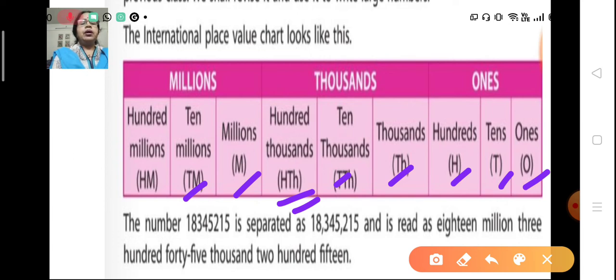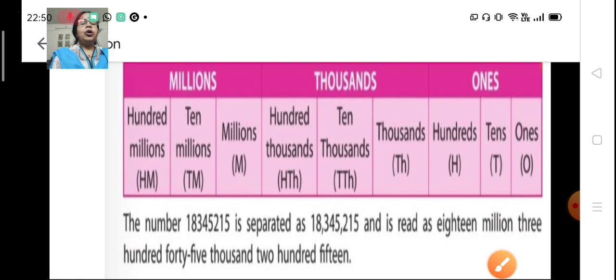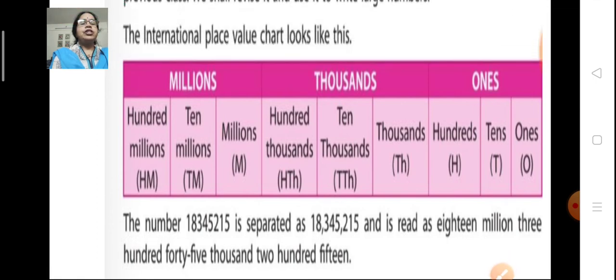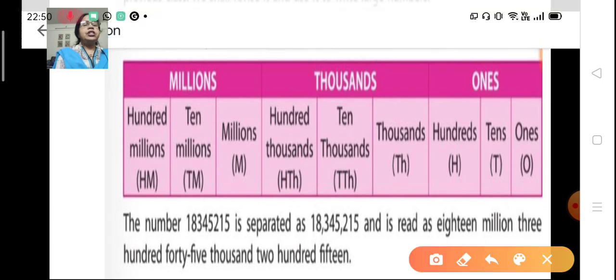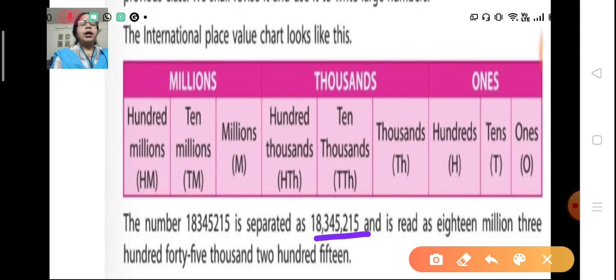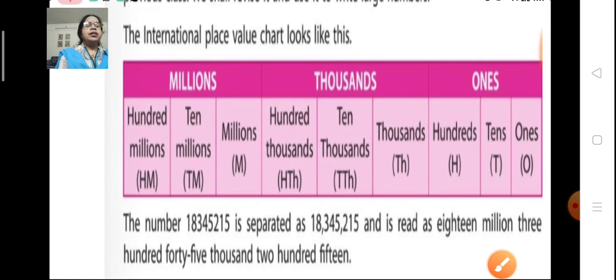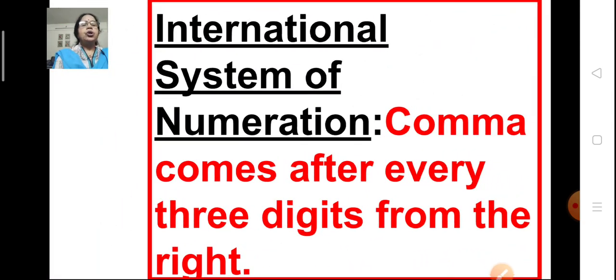The number is given here and it is separated as we put the commas in the international system. First we put a comma after the 3 digits and then another comma after the next 3 digits, and this is how it is separated. And how do we read that? We read it as 18,345,250. This is how the number is read according to the international system. So, the international system of numeration has commas after every 3 digits from the right.